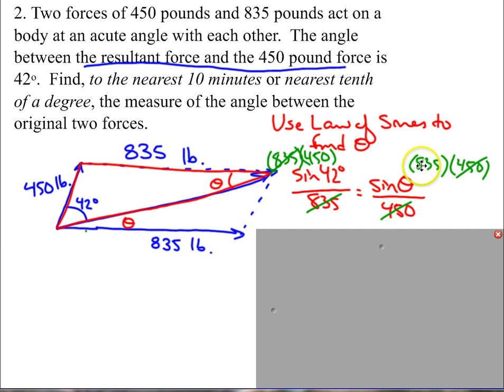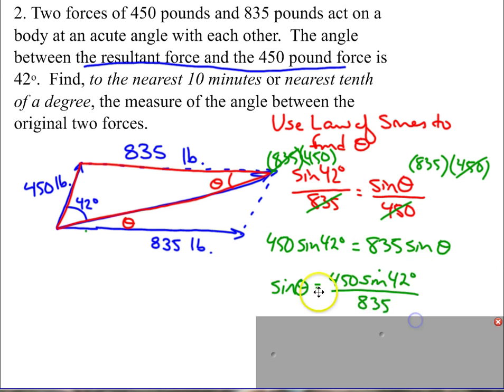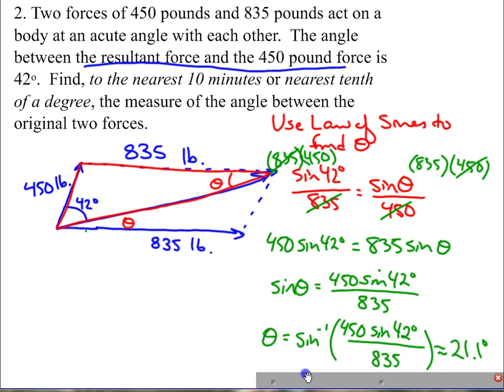Okay, we'll multiply both sides by the LCD, divide out. Need to divide both sides by 835. I need to do the inverse sine to solve for theta. And when I do, I get 21.1 degrees. That seems like a reasonable answer because it's across from the 450, which is less than the 835. Again, we're always checking for reasonableness. We'll catch silly mistakes that way.